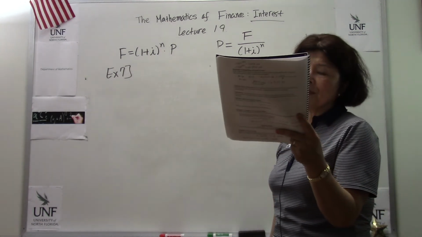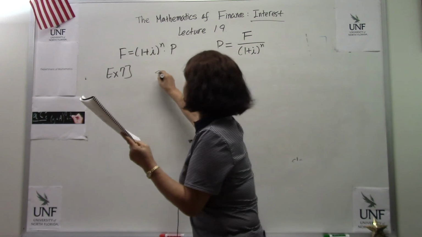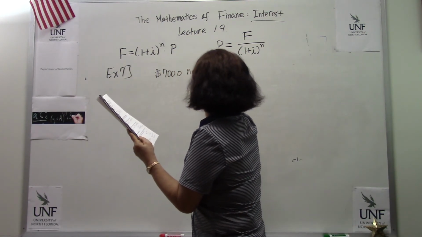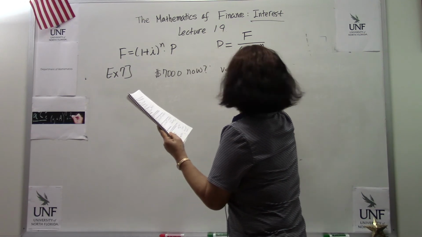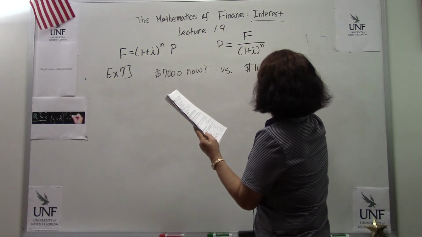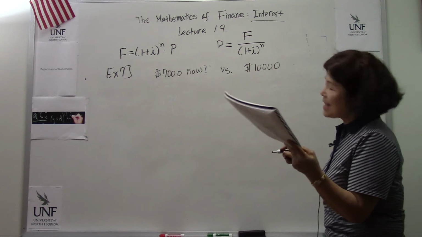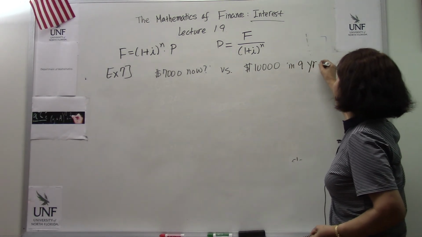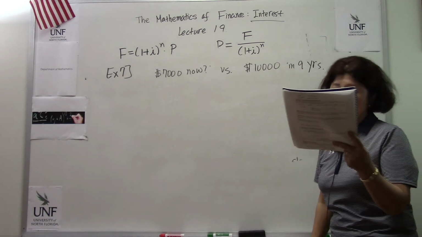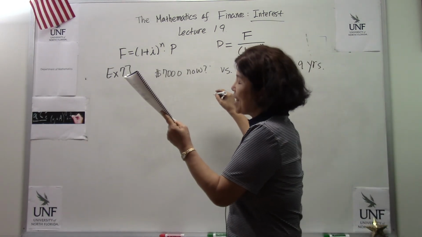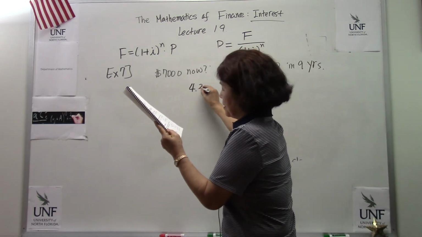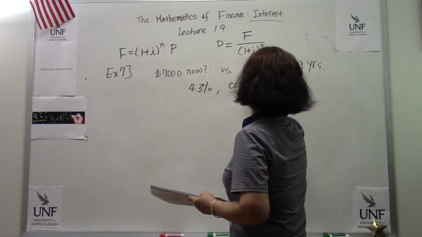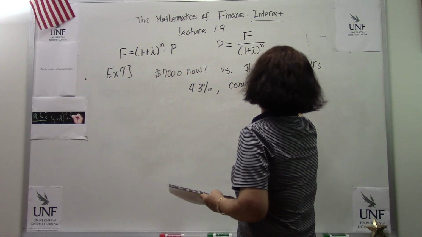Is it more profitable to receive $7,000 now versus you wait and you are going to receive more money, $10,000, but the wait is so long, 9 years? Assume that money can earn 4.3% interest compounded semi-annually.